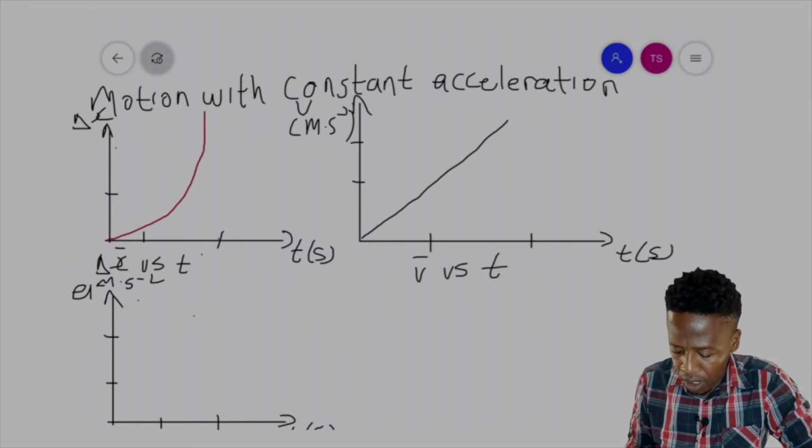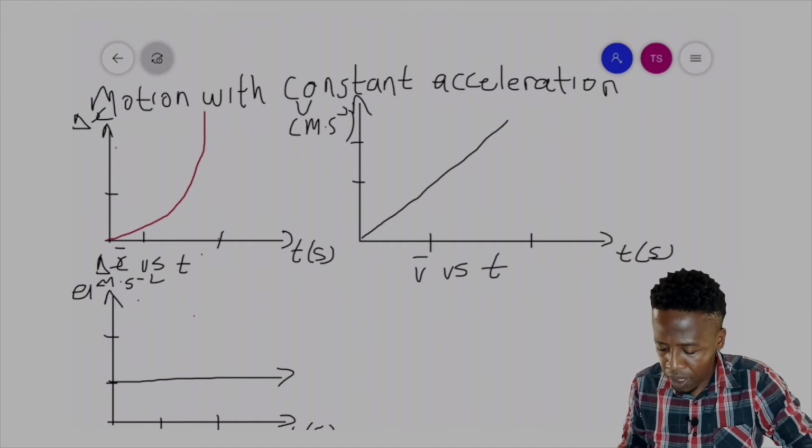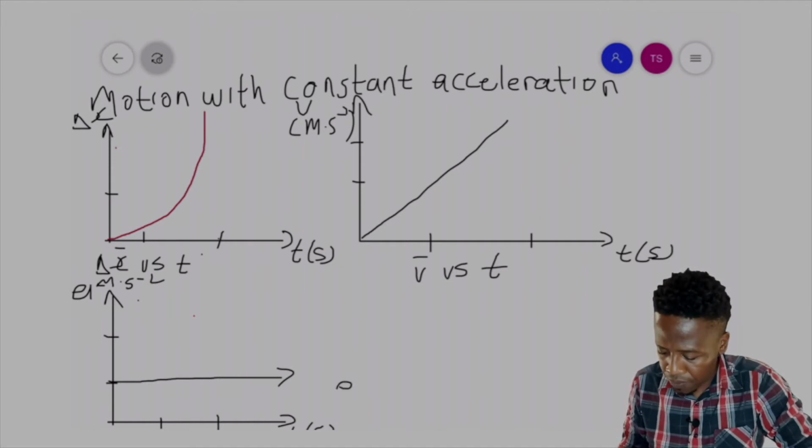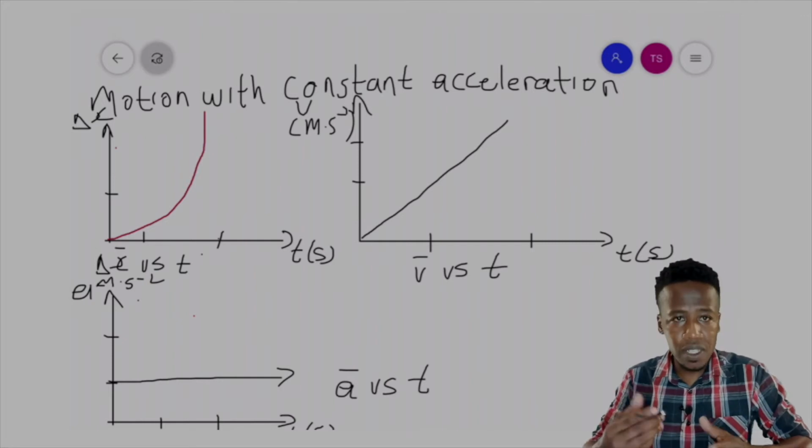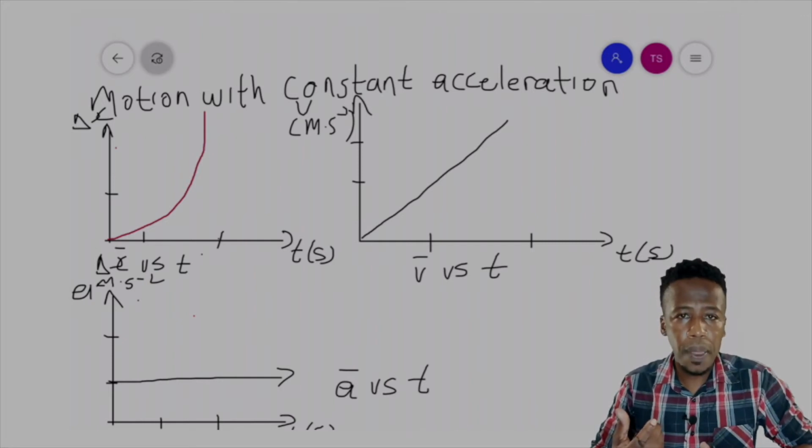Meaning, as you move, your acceleration won't be changing, it would be constant, right? This is our acceleration versus time graph. So that's basically a short revision or short summary of your graphs in terms of motion for grade 10. Remember, I started by saying in an ideal situation, our acceleration is constant, right?